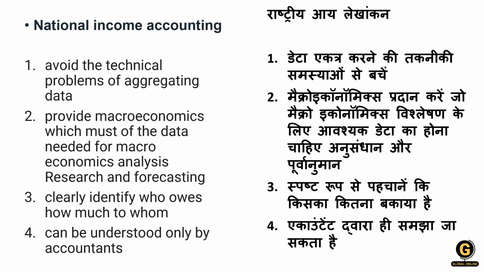What happens in national income accounting? Is there any technical problem of aggregating data that can be avoided by this? No. Then, does it clearly identify who owes how much to whom? This is also not our answer. Can it be understood only by accountants? This option also gets cancelled. Only one option is left, that is option 2, and that is the correct answer for this question.